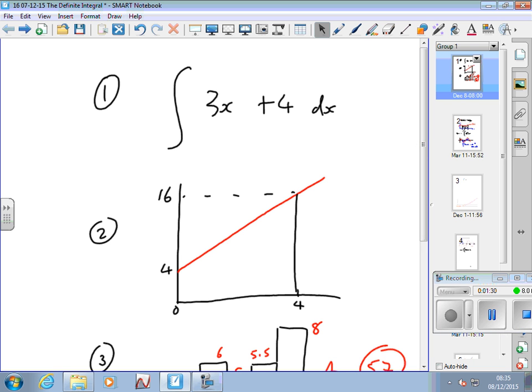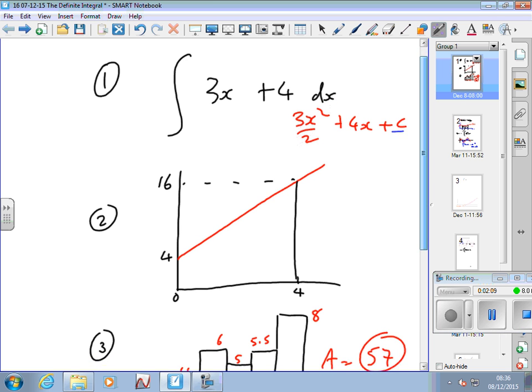So number one, integrate 3x plus 4. Answer? Somebody? Right. Good. Well done. Thank you. Add 1 to the power, divide by the new power, gives us 3x squared over 2. Integrate 4, the variable, whatever it is, and in this case it's x, reappears, so 4 becomes 4x, and then we always have this constant of integration, c, at the end. Good.